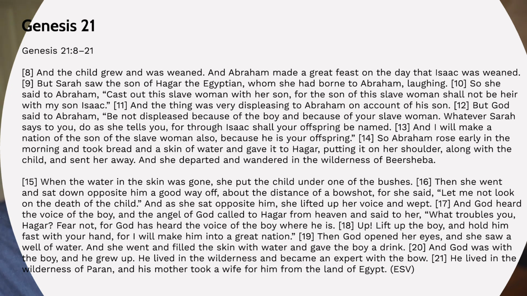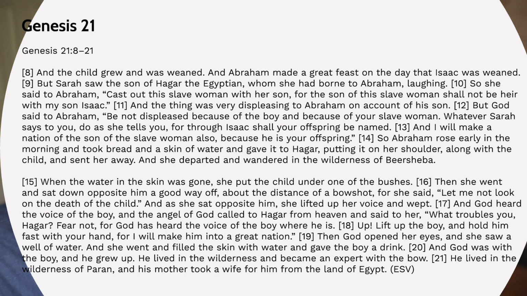So she said to Abraham, 'Cast out this slave woman with her son, for the son of the slave woman shall not be heir with my son Isaac.' And the thing was very displeasing to Abraham on account of his son. But God said to Abraham, 'Be not displeased because of the boy and because of your slave woman. Whatever Sarah says to you, do as she tells you, for through Isaac shall your offspring be named. And I will make a nation of the son of the slave woman also, because he is your offspring.'